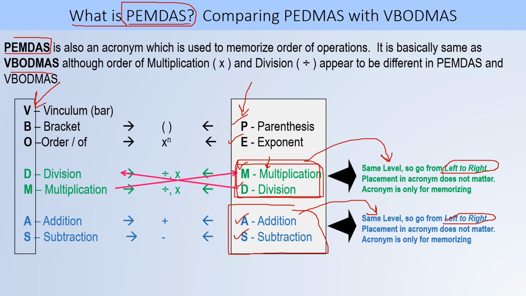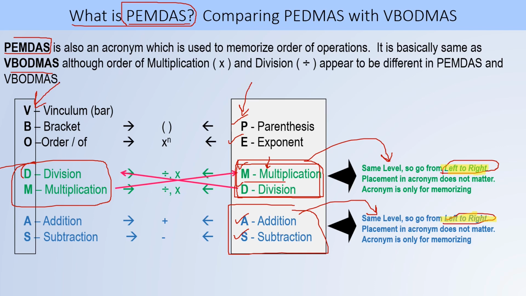And it is all the more important to know that in VBODMAS, the division comes before multiplication, but in PEMDAS, multiplication comes before division. This is shown here by these arrows. So it may appear that both these PEMDAS and VBODMAS acronyms are contradictory to each other, because one is saying multiply before the division, the other is saying divide before the multiplication. But both are correct. The important thing is that they are representing the group here. Division and multiplication are in the same group, so go from left to right instead of following any acronyms. That is the only difference you have in these two acronyms.